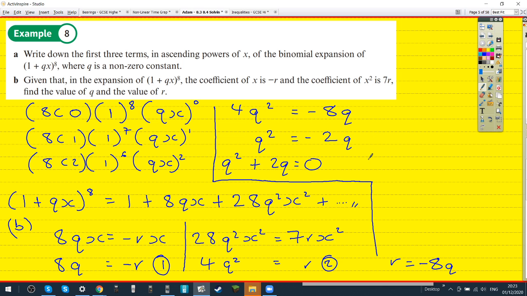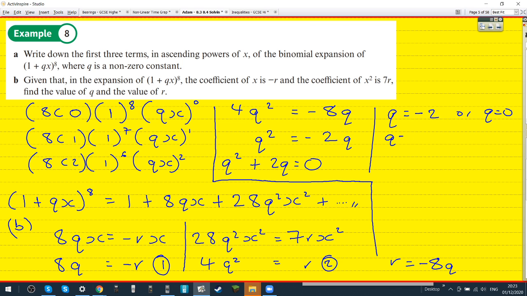So r equals, wait, would it be q equals minus 2 or q equals 0? Both answers. q equals minus 2. Yep.